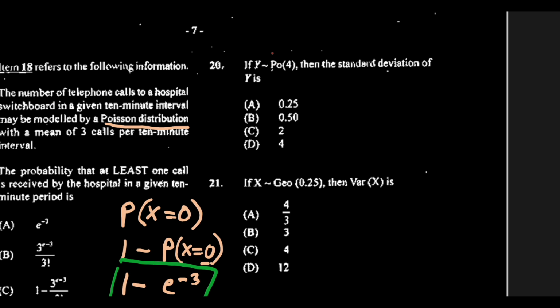So for this one, this is Poisson again, and we want to get the standard deviation. Now in Poisson, the mean is the same value that lambda is. So this right here, this 4 represents lambda.